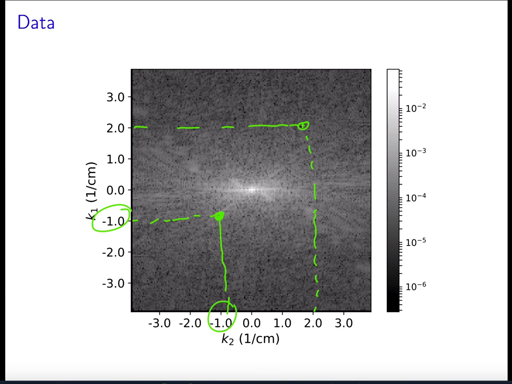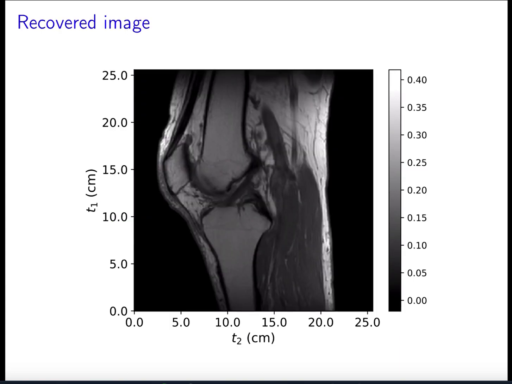When we build the Fourier series corresponding to this, boom, we get a slice of your knee, which is pretty amazing, I have to say. I'm always amazed that this actually works.